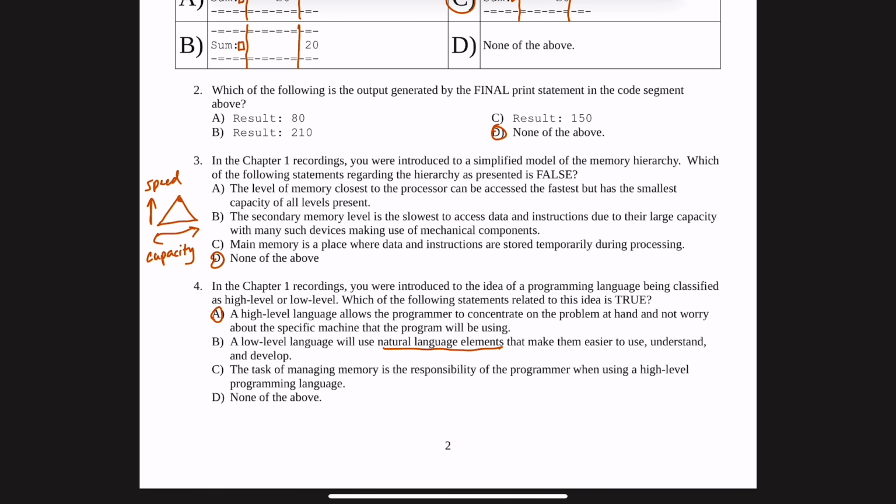So B is false. C, the task of managing memory is the responsibility of the programmer when using a high-level programming language. This one is going to be false as well. So when we want to create a variable, all we do is we just declare that it exists. We don't have to go looking through memory for an available segment to reserve for that value. So our answer is A.